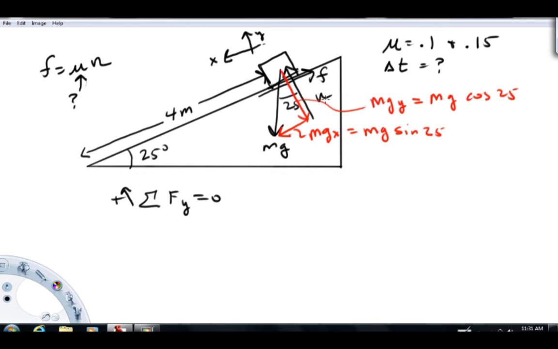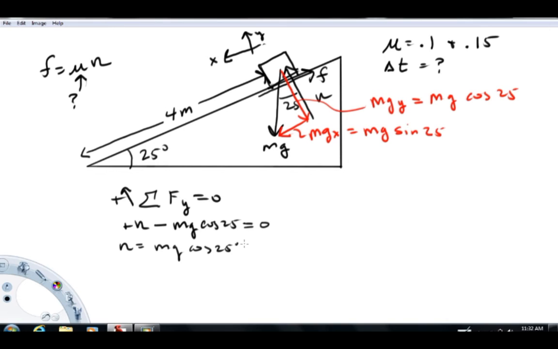Looking at my free body, the normal force is in the y direction, so I'm going to put plus N. This component of the gravitational force, the mg cosine 25, is in the minus y direction, so minus mg cosine 25. The frictional force does not have a y component, and there are no other forces acting. So this is basically done. Net force equals 0, so the normal force is equal to mg cosine 25 degrees.